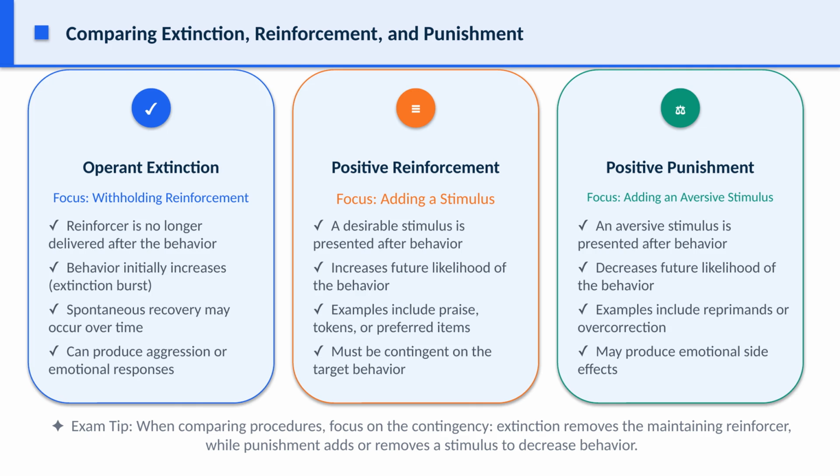It can also trigger emotional responses or aggression, which is why the exam emphasizes combining extinction with differential reinforcement to strengthen alternative behaviors. In contrast, positive reinforcement increases behavior by presenting a desirable stimulus contingently, like praise or tokens, and is essential for building replacement behaviors. Positive punishment, however, decreases behavior by adding an aversive stimulus, such as reprimands, but carries ethical concerns and potential side effects. For the exam, you must differentiate these processes. Extinction removes the maintaining reinforcer, reinforcement adds a preferred stimulus, and punishment adds an aversive one, each with distinct outcomes and ethical implications for intervention design.